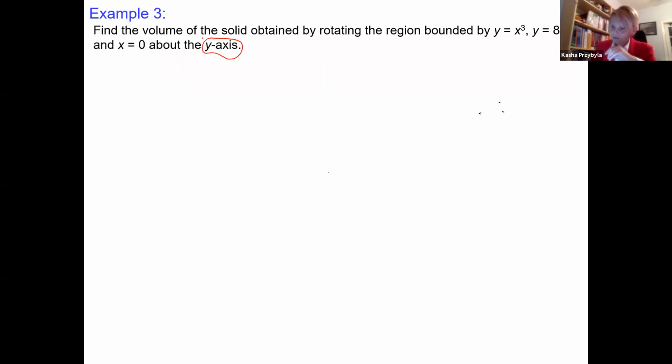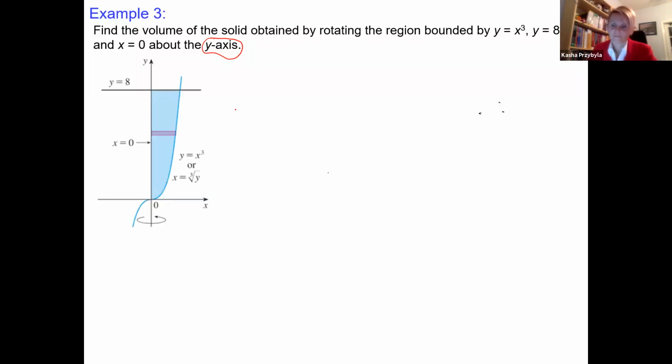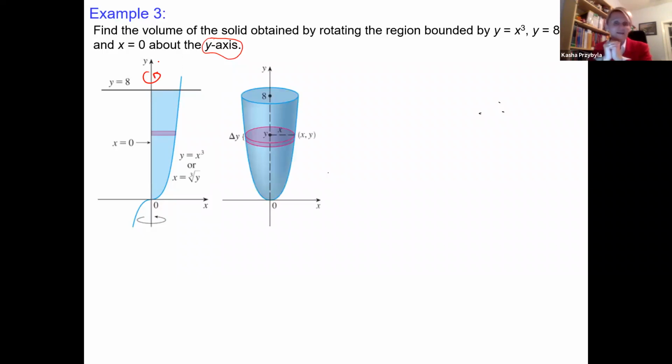I have the graph, so I can show you. The blue curve is x cubed. The horizontal line is y equals 8, and x equals 0 is simply the y-axis. That's the blue region bounded by all of the curves. Now we have to take this blue part and do the same thing, but around the y-axis. We rotate about the y, and it looks like that.